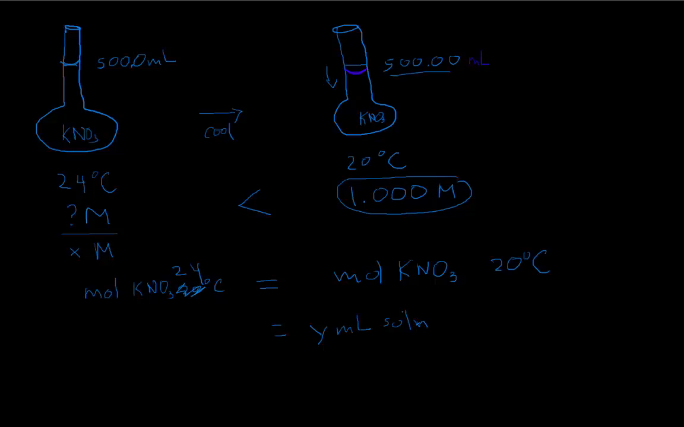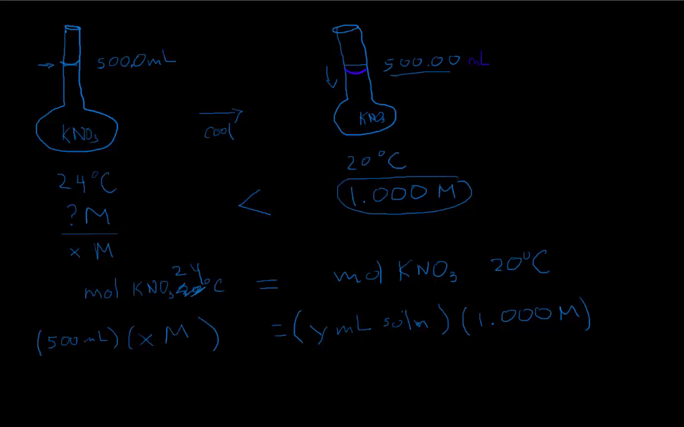So we're using something that looks kind of like the dilution equation, and that's going to multiply the actual concentration of the solution, 1.000 molar. So we know what the concentration is at 20 degrees Celsius. Now over here in this solution, we do know the volume because we're right up here at the mark, and so it's 500 milliliters. But what we don't know is the concentration, X moles per liter.